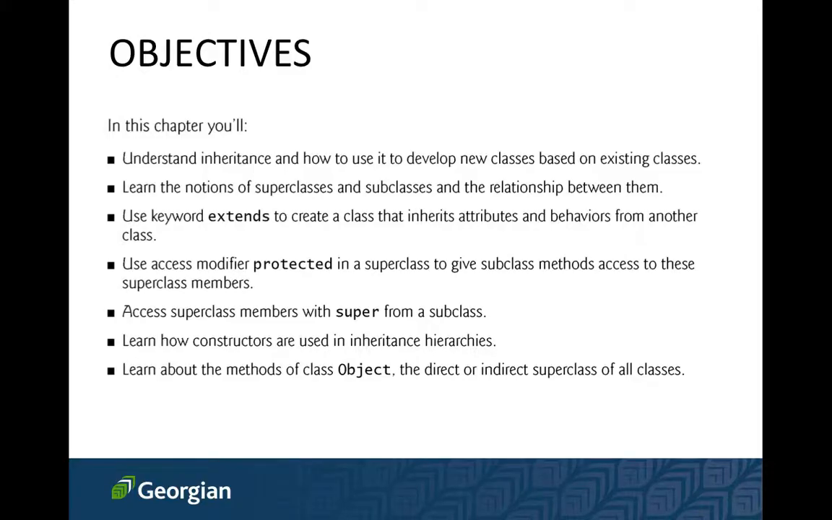So we're talking about inheritance, and why we have to understand how to use it to develop new classes. That's what we're doing, using existing classes. We're using the extends keyword. We need to know how to use the protected keyword and the super keyword, which we've already used. And we have to learn about the methods of class Object, the direct or indirect superclass of all classes. Remember, we have to talk about these things because there are methods that we don't use that are part of all objects, which we can always use through inheritance.